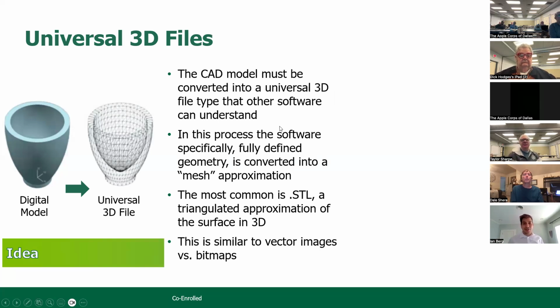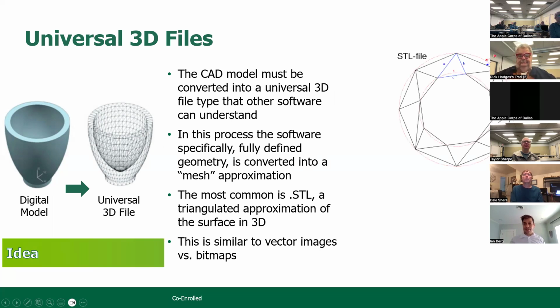Once you have that digital model, you have to convert it from that very specific software version into something that the printer software can understand. So in that stage, you're going from this fully defined geometry into a mesh approximation, right? If the circle is the original CAD model, a mesh file is built up of all these individual lines or triangles that approximate the real geometry. And the most common kind that you're going to see is called an STL file.